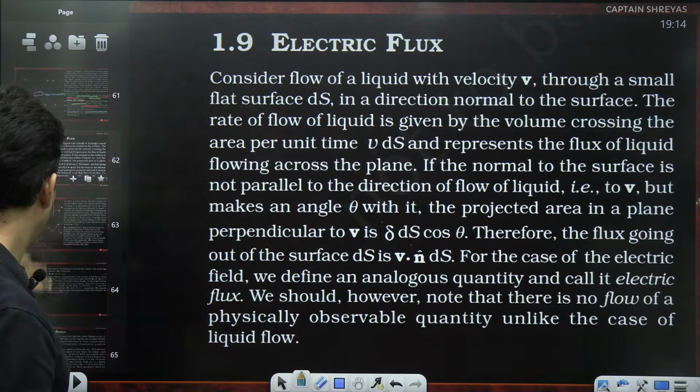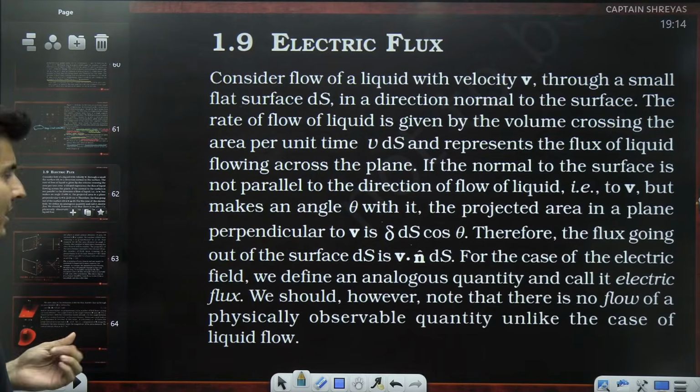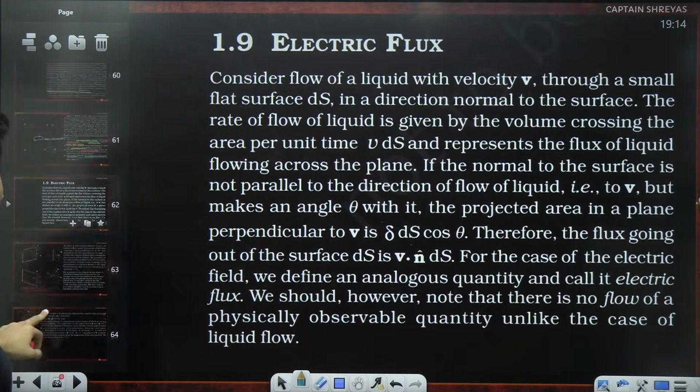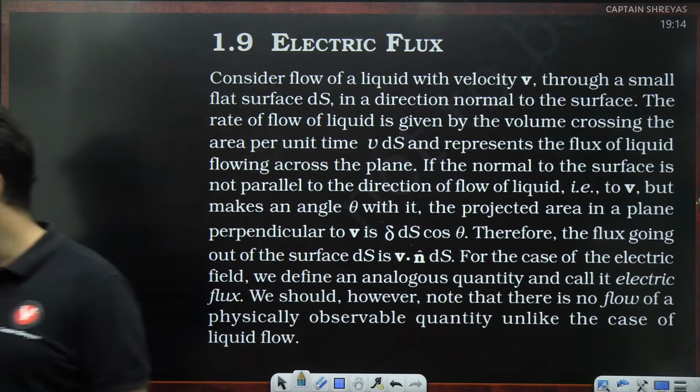So we have come to the next concept of electric flux, I believe. I think we can just probably do this before taking a break. What say, guys? Let's do electric flux concept before taking a break.